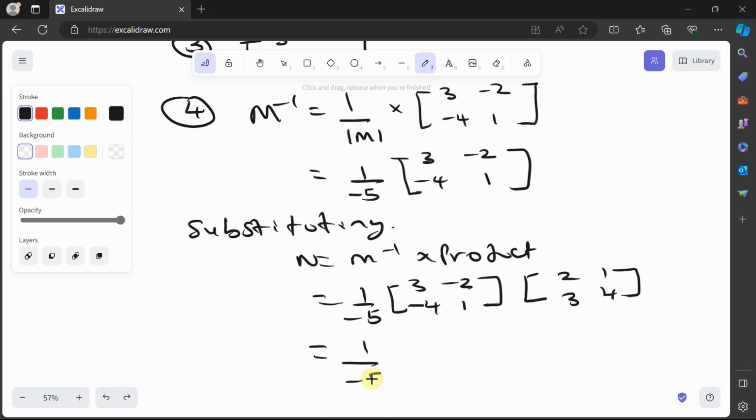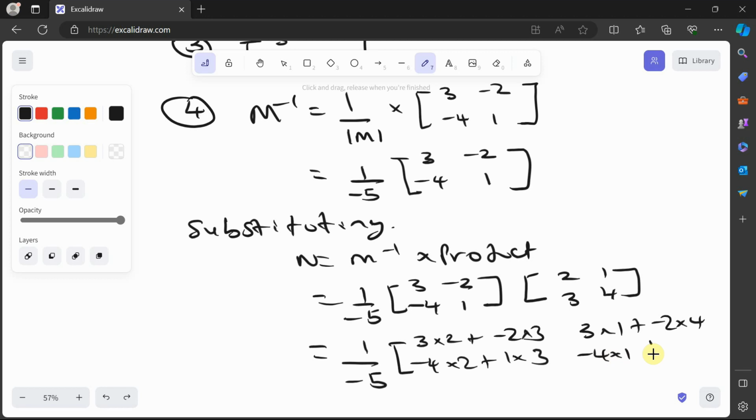So 1 over minus 5, I will open this bracket. 3 times 2 plus minus 2 times 3. And then 3 times 1 plus minus 2 times 4. So we're done with that. The bottom will be minus 4 times 2 plus 1 times 3. And this will be minus 4 times 1 plus 1 times 4.